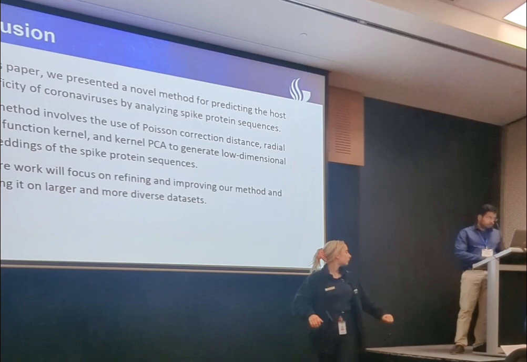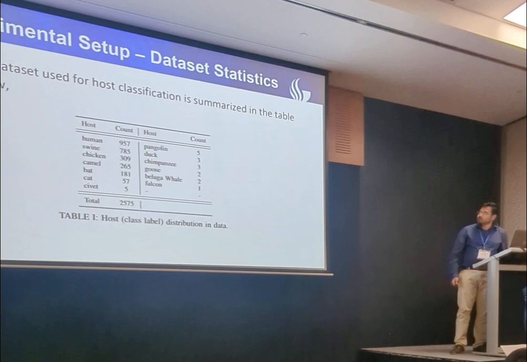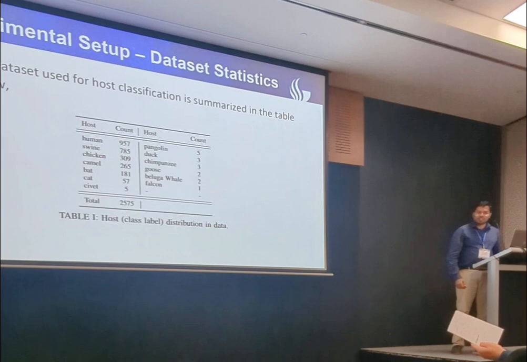Could you go back to where you showed the data set? I can see that there's a huge class imbalance. Have you thought about that? Because you can see from the data set that the human sequences number around 957, while for cat there are only 57 sequences. I understand that in nature we cannot change that. Am I understanding that correctly? Yeah, you're right. The data is imbalanced because of the necessity of the environment. Right now we are prioritizing humans. Now we have 10 million plus sequences.